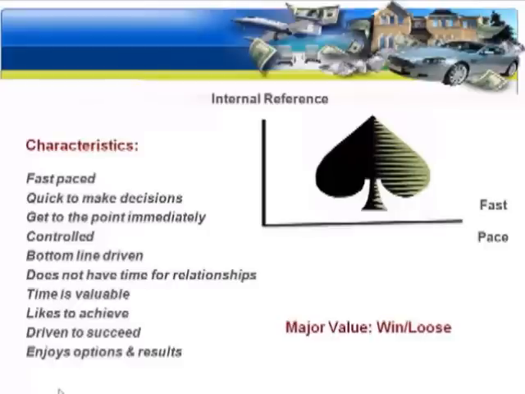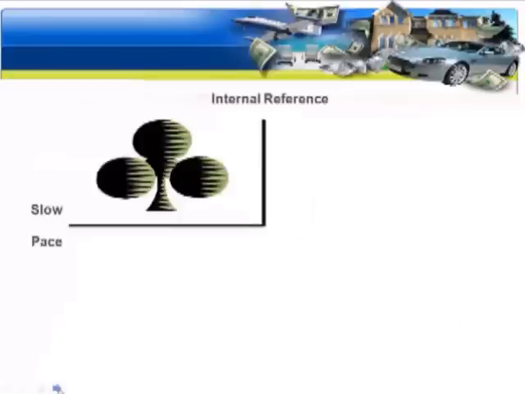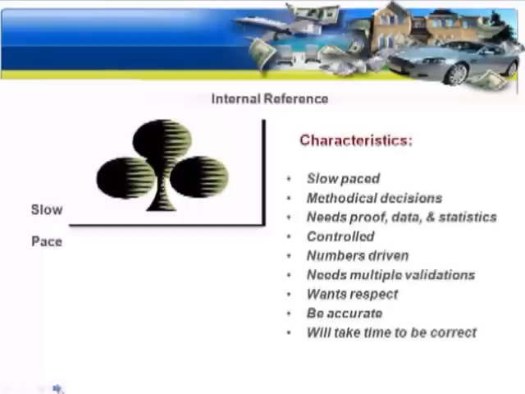The next group of individuals is a little more slow-paced, a little more methodical: the club personality. When you think about the club, there are three parts to that, and I want you to keep that in mind. They're very controlled, very internal reference, but they're very methodical, and they often need multiple reference points or multiple proof to validate a position. They're very slow-paced, very methodical. They definitely want to be correct in the process.